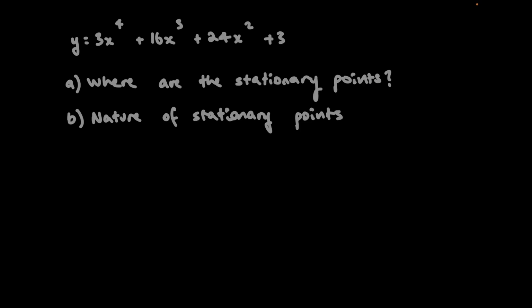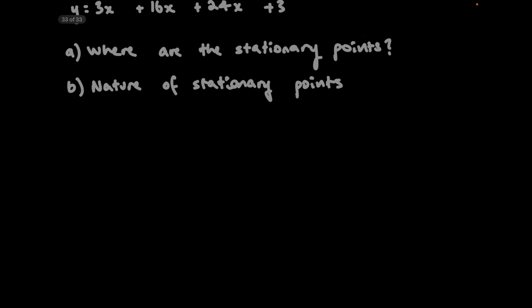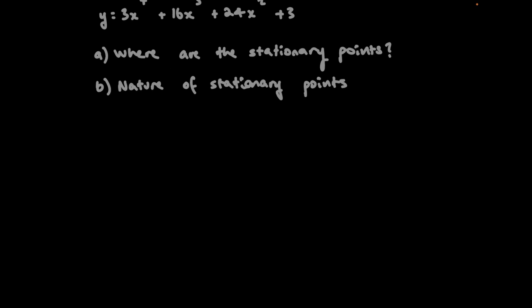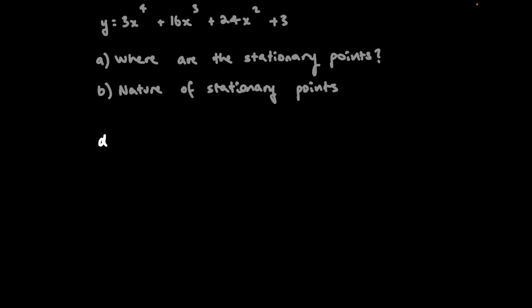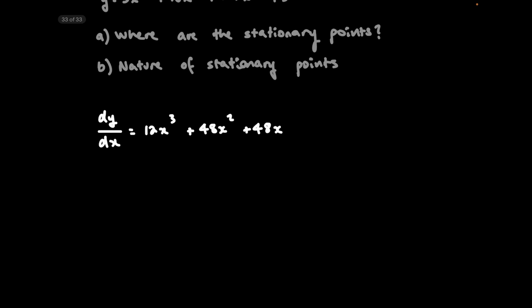Okay, here's our next question. We're going to find the stationary points of this quartic equation as well as the nature of those stationary points. First thing to work out the stationary points, we're simply going to find the single derivative, and we can use the power rule in this case. That would be 12x cubed plus 48x squared plus 48x and plus 0. So that just cancels out.